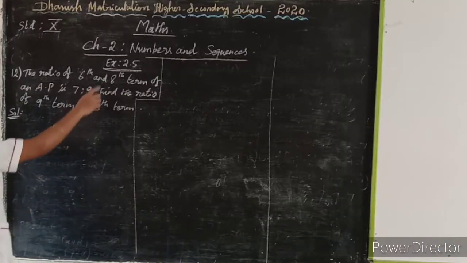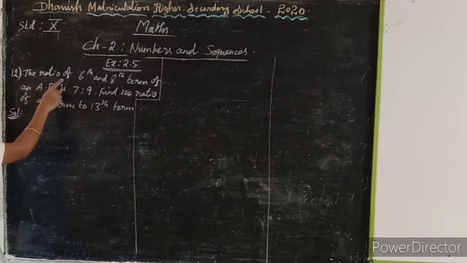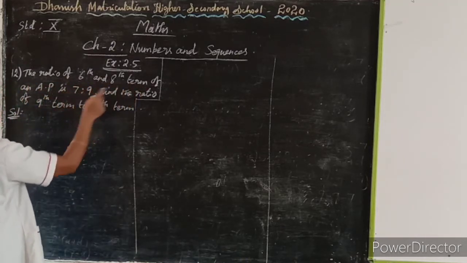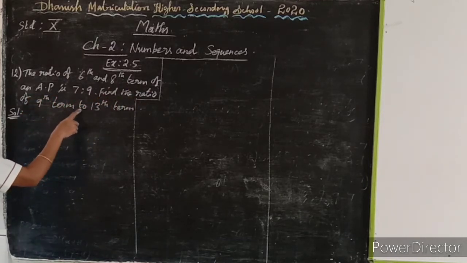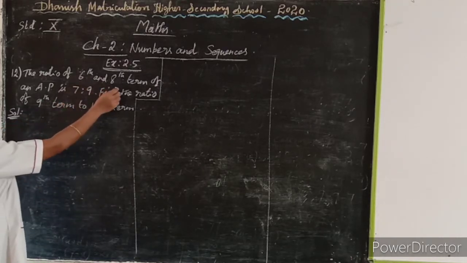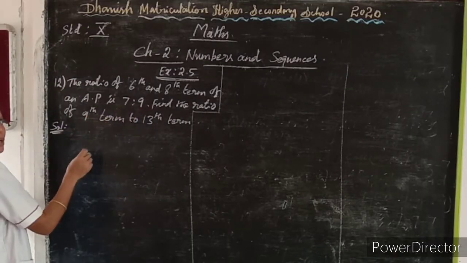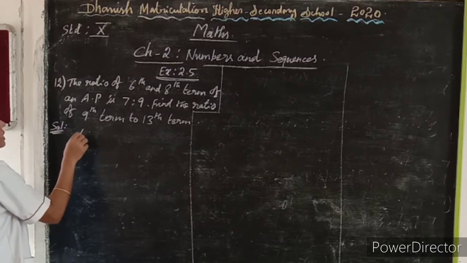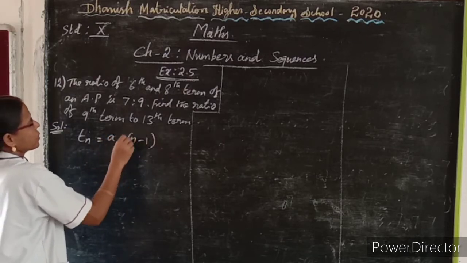Now from exercise 2.5 question number 12. This is also an important 5 mark question. The ratio of the 6th and 8th term of an AP is 7:9. Find the ratio of the 9th term to the 13th term. Here what is given? The ratio is given. Ratio is given means a fraction is given. So here the ratio of the 6th and 8th terms of the AP is 7:9. Here our required formula is the nth term formula. So nth term formula Tn is equal to a plus n minus 1 into d.